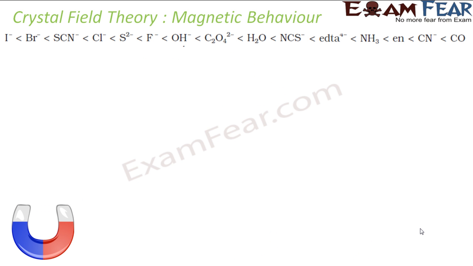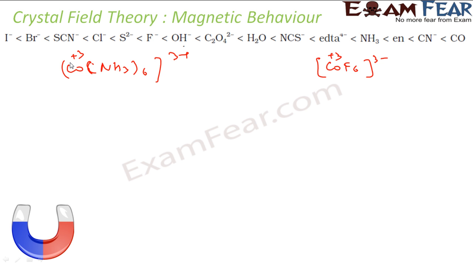So let's talk about some magnetic behavior. So this series is given to us. With this series, we can actually tell whether a compound is paramagnetic or diamagnetic. For example, let's take this compound: [Co(NH3)6]3+ and [CoF6]3-. This has plus 3 charge and this also has plus 3 charge.